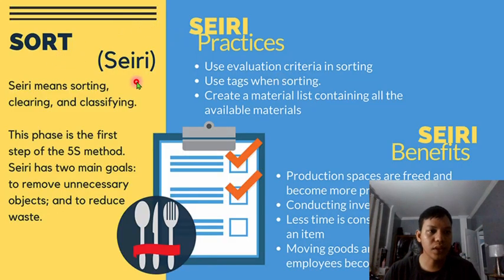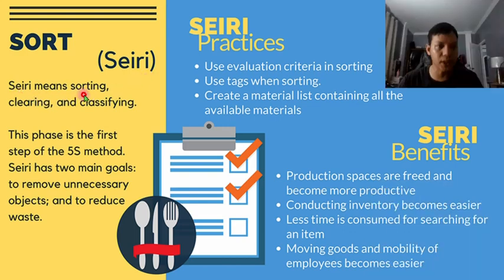The word seiri means sorting. Not just sorting, but also clearing and classifying. This phase is the first step of the 5S method. Seiri has two main goals. Number one is to remove unnecessary objects and to reduce waste. So this is the first step.